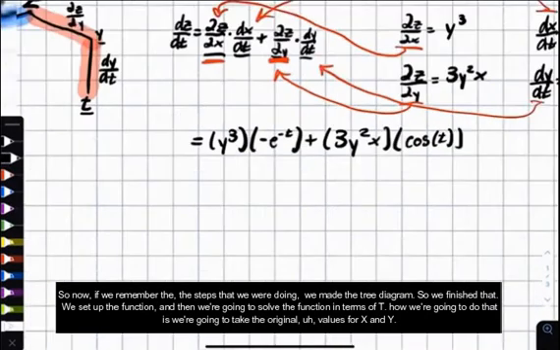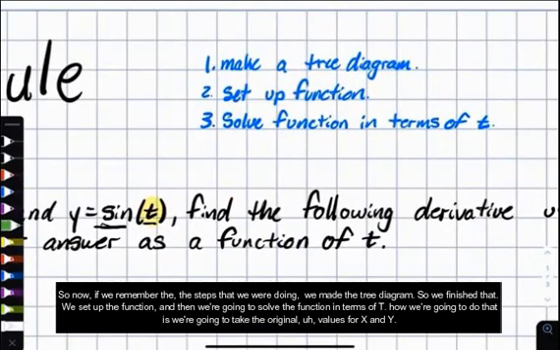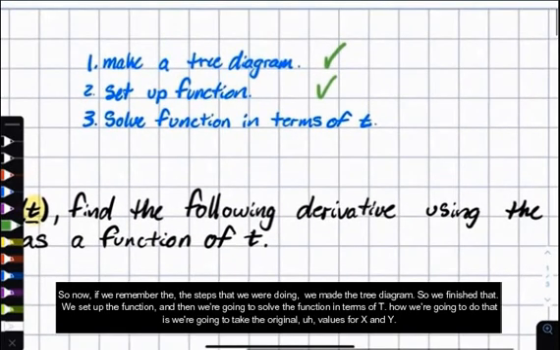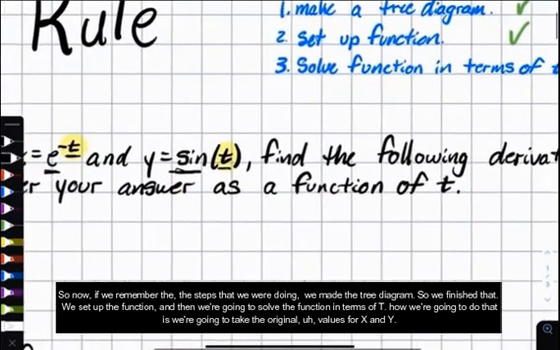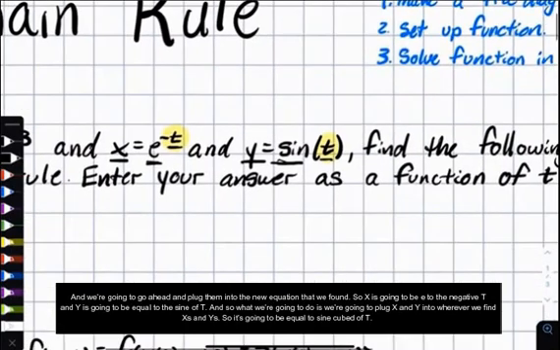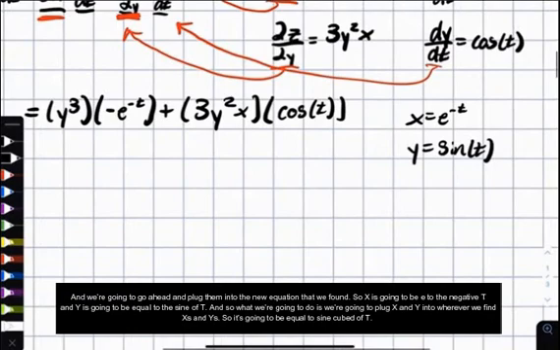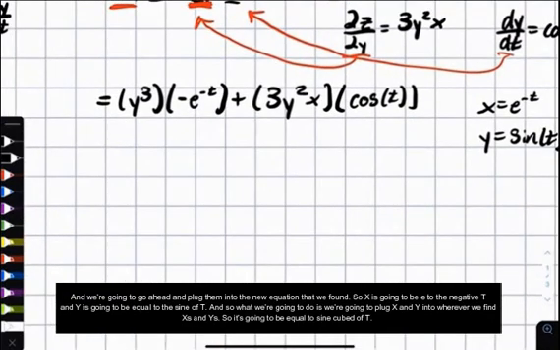Now, if we remember the steps that we were doing, we made the tree diagram, so we finished that. We set up the function, and then we're going to solve the function in terms of t. How we're going to do that is we're going to take the original values for x and y and plug them into the new equation that we found. So x is going to be e to the negative t, and y is going to be equal to sine of t. And so we're going to plug x and y into wherever we find x's and y's.